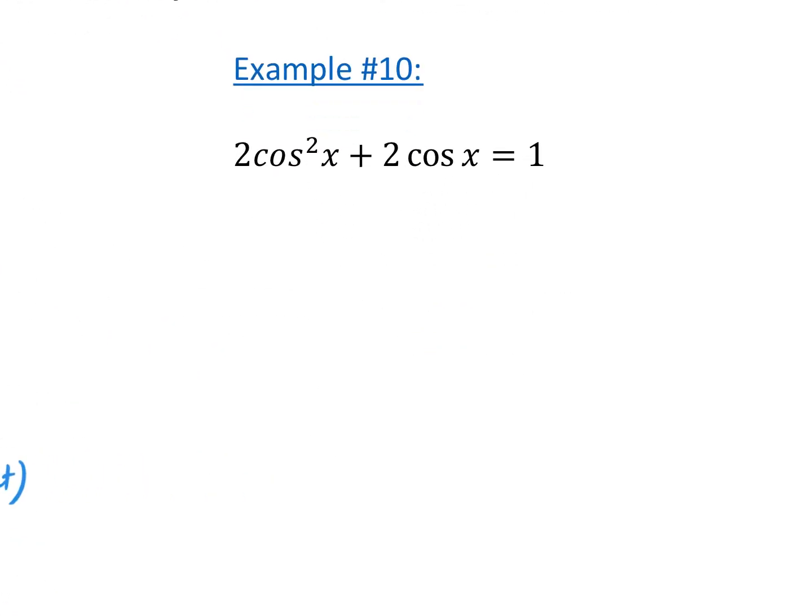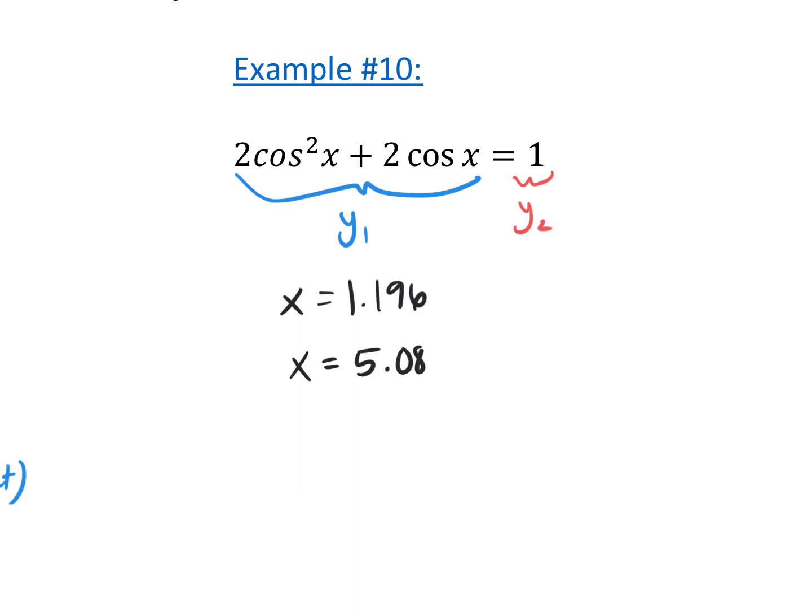So last example here, let's set it up the exact same way. We're going to let this be my y1, and we're going to let the other side be my y2. You still want your window to be from 0 to 2 pi and then negative 10 to 10, so you're not changing that. You still also want to be in radian mode. Once you've graphed both of those, I want you to double check that the answers you get are 1.196 and 5.087.